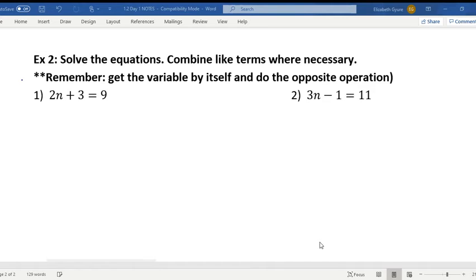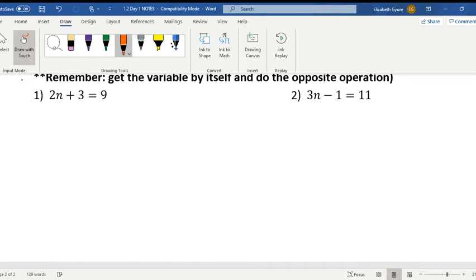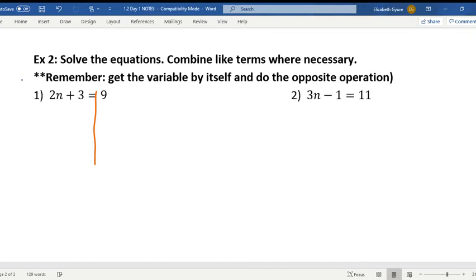So when we're solving an equation, we're trying to get our variable by itself, right? So what that means is we want all our variables on one side, so all your letters on one side, all your numbers on the other. So if you look at number 1, we have 2n plus 3 equals 9. We need all our letters on one side, all our numbers on the other. So what I'm going to do is draw myself a little vertical line going through the equal sign, and I'd like you to do the same.